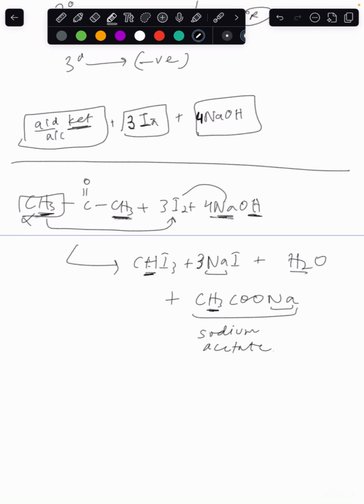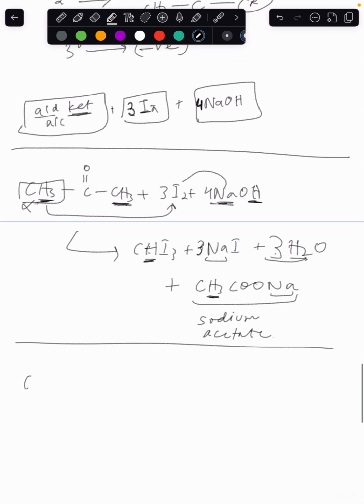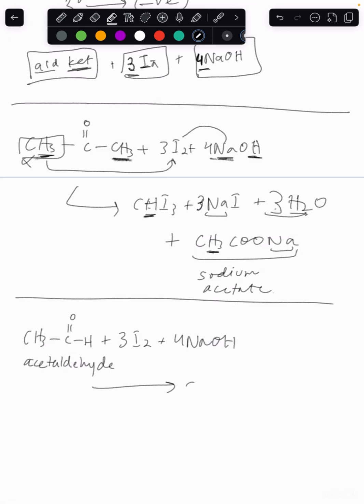So what we'll do is we can't change these 4. So we just multiply it by 3, and then we would have 6 hydrogen over here, 4 over here, and then the same is the case with that one. So that's that. Moving forward, we will use acetaldehyde as an example. It's going to combine with what I said before, 3 iodine and 4 NaOH. It will also show positive. It will form this iodoform molecule, and it will form the same sort of byproducts.